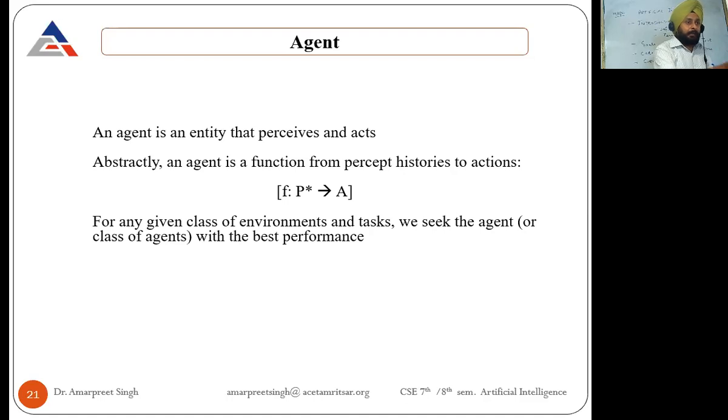For any given class of environment and task, we seek the agent or the class of agents with the best performance. So this is a very important term.